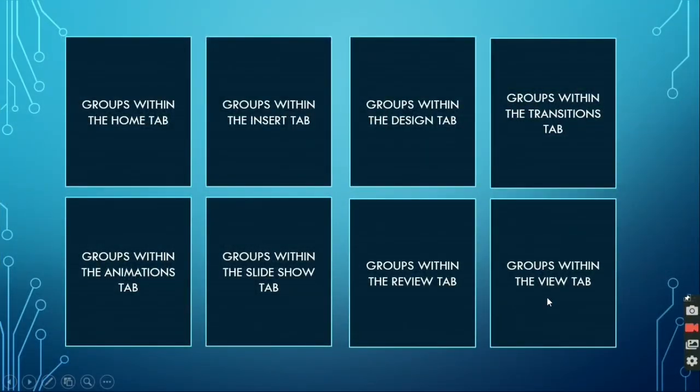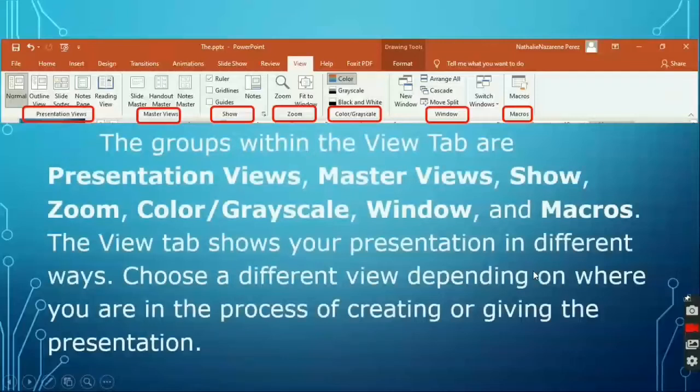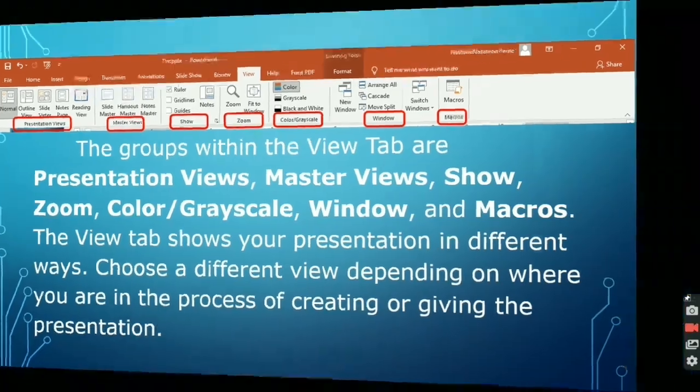The groups within the View tab are Presentation Views, Master Views, Show, Zoom, Color or Grayscale, Window, and Macros. The View tab shows your presentation in different ways. Choose a different view depending on where you are in the process of creating or giving the presentation. The View tab also enables you to switch between normal or master page and single page or two-page spread views. This tab also gives you control over showing boundaries, guides, rulers, and other layout tools, zooming the size of your view of the publication, and managing publisher windows you have opened.